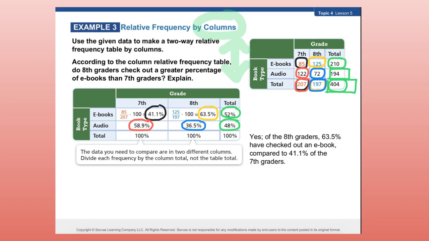Now, just like last time, this time I only really care that my columns add up to 100. And this column adds to 100, and this column adds to 100. I don't care that my rows aren't adding up because I'm comparing by column. So yes, of the 8th graders, 63.5% have checked out an ebook compared to 41.1% of the 7th graders.